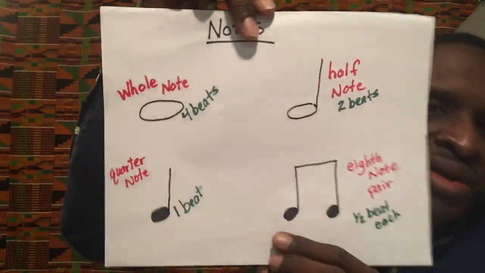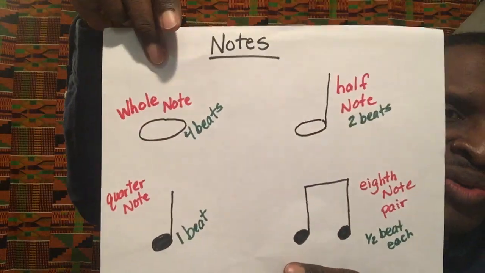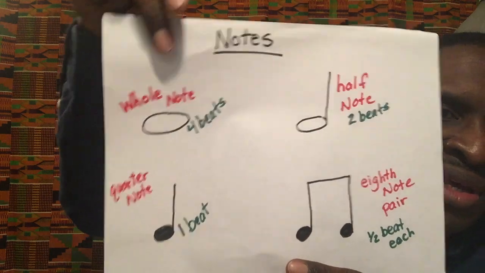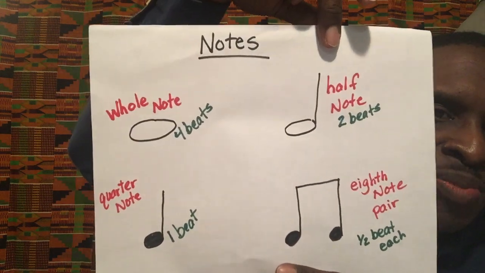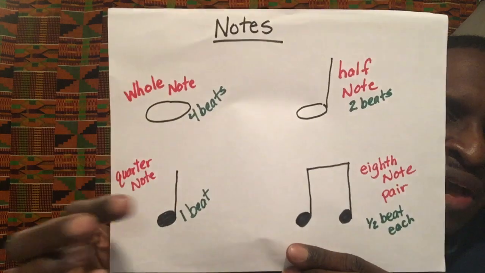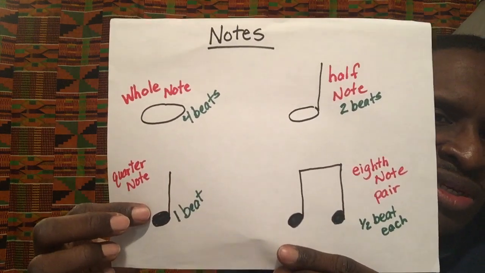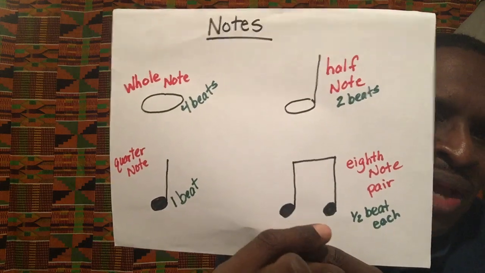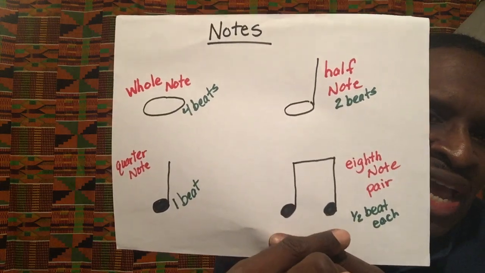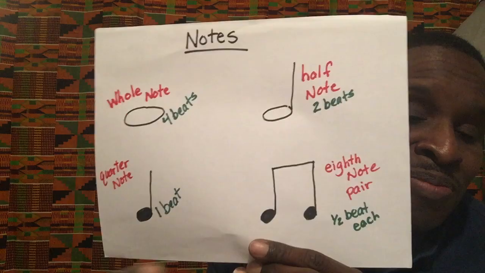Okay? So, to just review, here are all of our notes. We have the whole note, which is 4 beats. The half note, which is 2 beats. We have the quarter note, which is 1 beat. And then the eighth note pair, which is half a beat each.